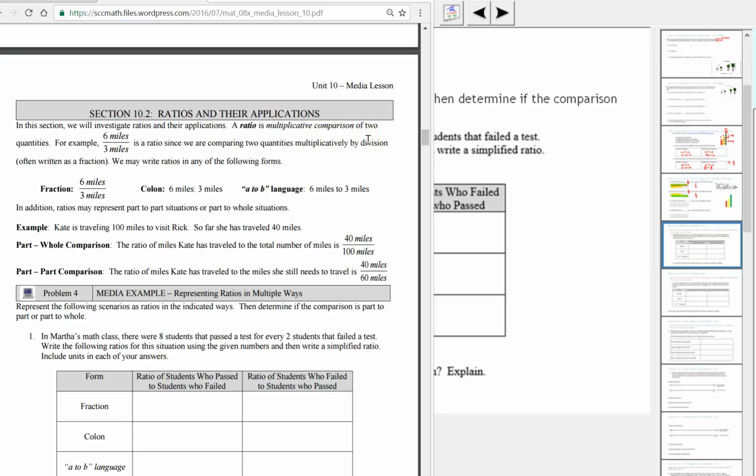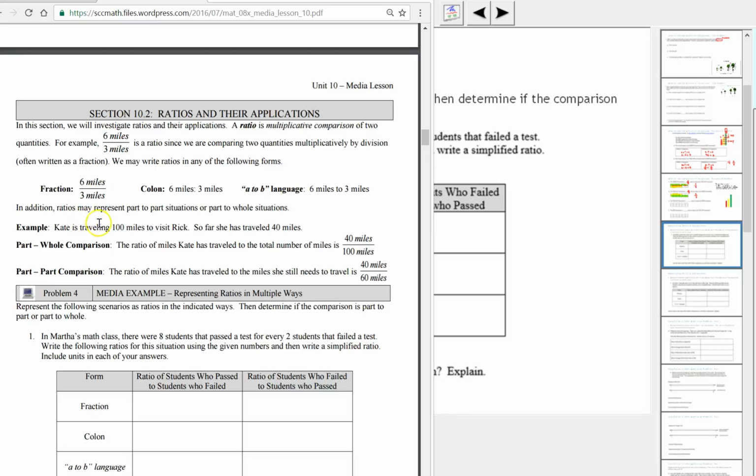We often use a fraction, but then we also show them two other ways that we could represent this, using a colon, 6 miles to 3 miles, or A to B language, 6 miles to 3 miles. Other language you'll see is 6 miles for every 3 miles. That's other terminology that comes up. Something important that we'll see throughout this section is whether it's a part-whole comparison or a part-part comparison.